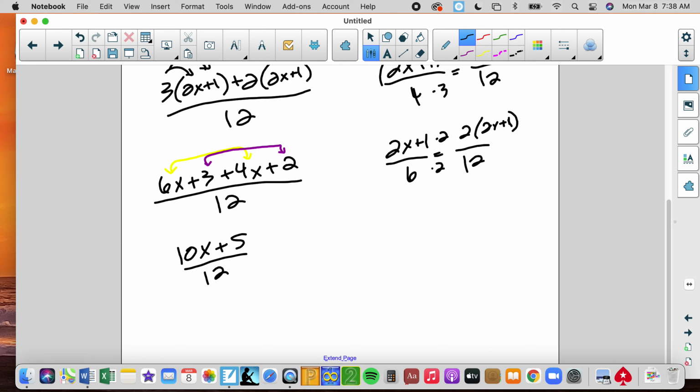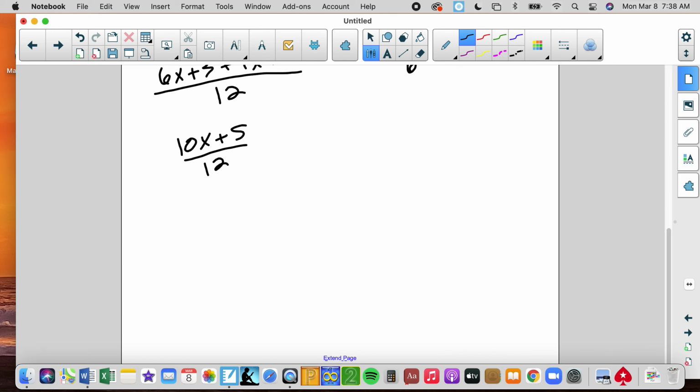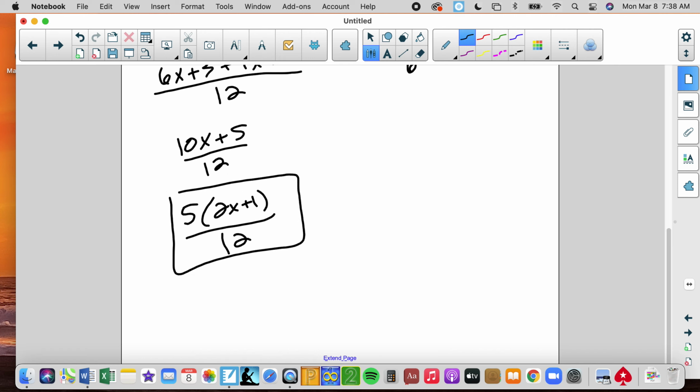We're not done. There's lots of stuff here. We can factor that numerator. So we can factor out a 5, and you get 5 times the quantity 2x plus 1 over 12. And that is it.